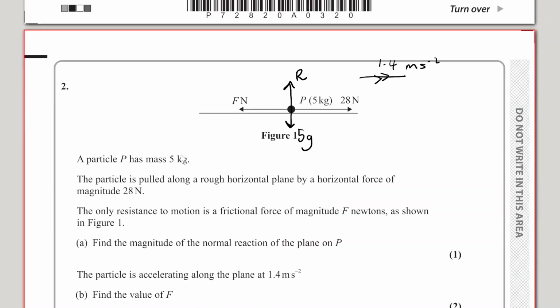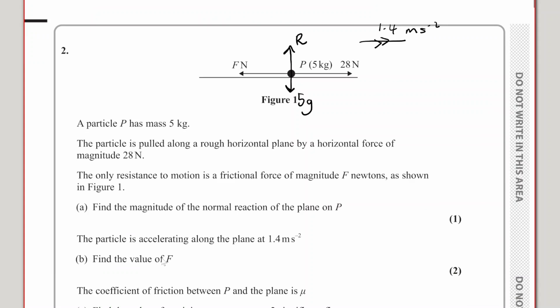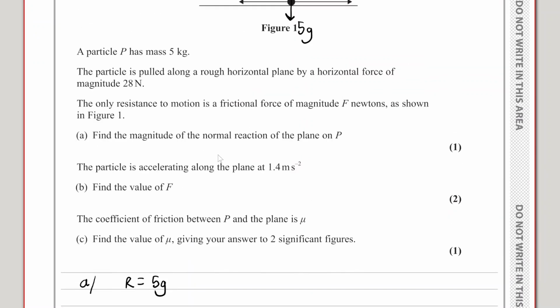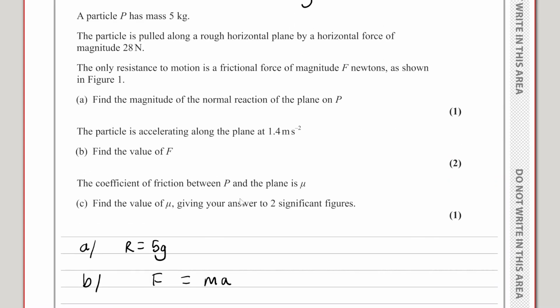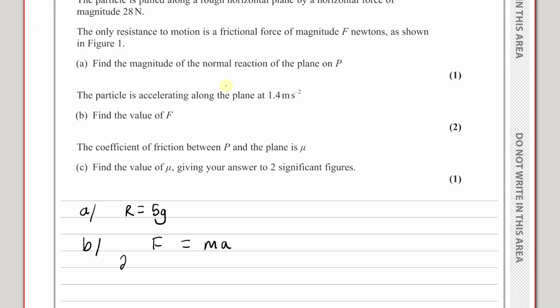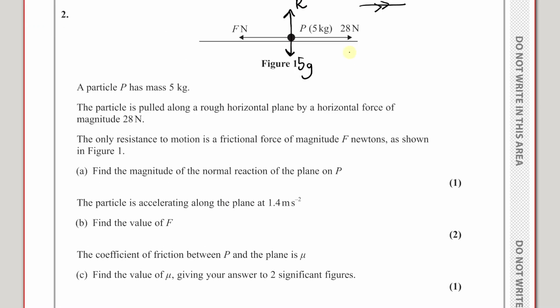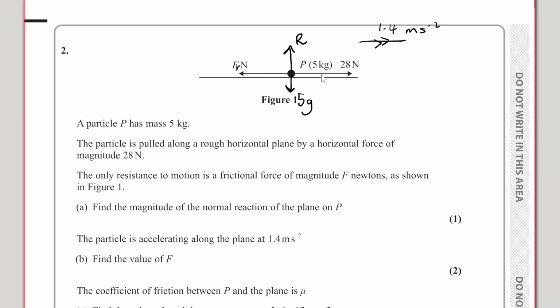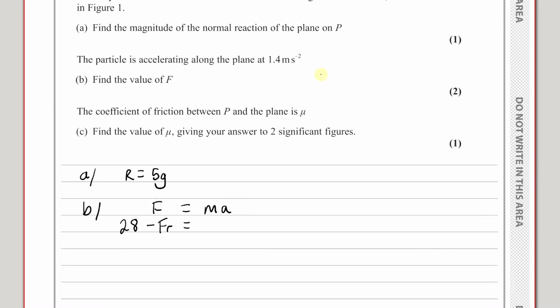So we're going to use F equals ma. Find the value of F, find the frictional force. So F equals ma. So the resultant force, in this case, is 28 take away F, where F means friction. I'm going to use FR for friction. Equals ma, which is 5 times the acceleration, which is 1.4.